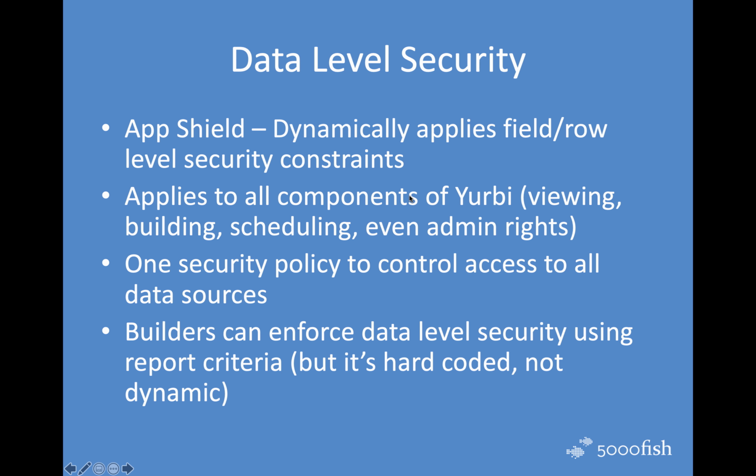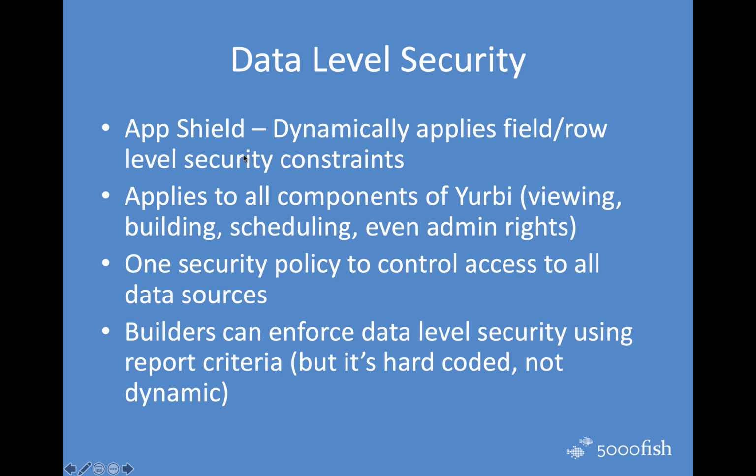Now, builders, as you build a report, you can hard code data level security. You can build it into the report criteria, and that's what you're going to do if you do a public facing document. If you do one of those guest view documents that a guest user, an anonymous user, can look at, you would hard code that security at the criteria level of a particular report. But what's nice about the app shield, as it's called, is that data level security is dynamically applied. So one report doesn't have to be hard coded, but can still have that level of security control.